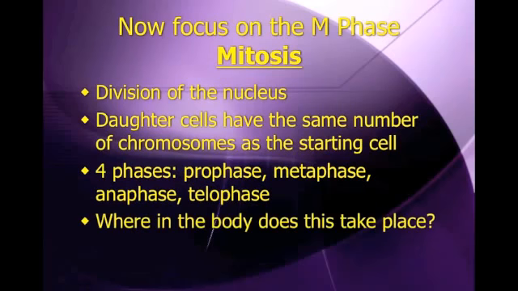And where this actually takes place in your body is everywhere except your reproductive organs in order to produce sperm and egg. Your reproductive organs do go through mitosis to create more reproductive organs, but not to produce your gametes, or your sperm and your egg.